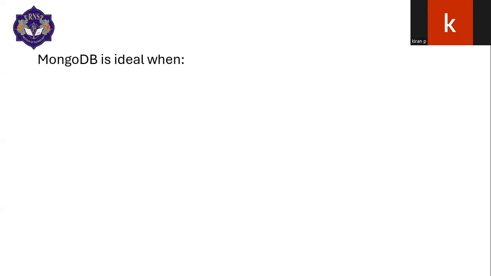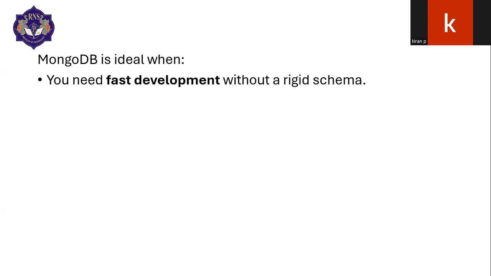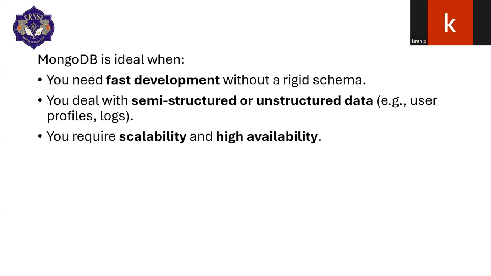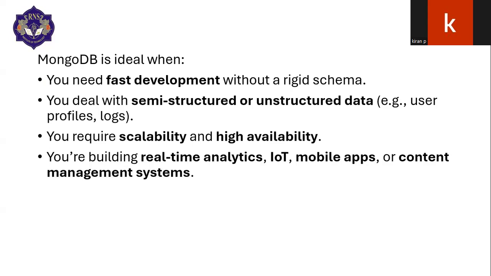So when should we go for MongoDB? When you need fast development without a rigid schema. I don't want to fix up a rigid schema. As and when you make changes, you can incorporate them, so it's very flexible. And of course, it is semi-structured or unstructured data. When scalability and high availability is the factor, then we go for MongoDB. Real-time analysis can be done, or IoT, mobile apps, or content management systems. For building all of them, we can go for MongoDB.